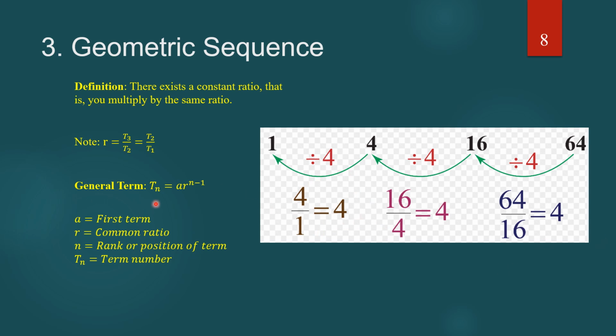So the general term for the geometric sequence is expressed by a times r to the power n minus 1. This is the general term for a geometric sequence, and a is still the same. It's the first term of the sequence. r is the common ratio, n is still the rank or the position of the term, and Tn is the term value on the sequence.